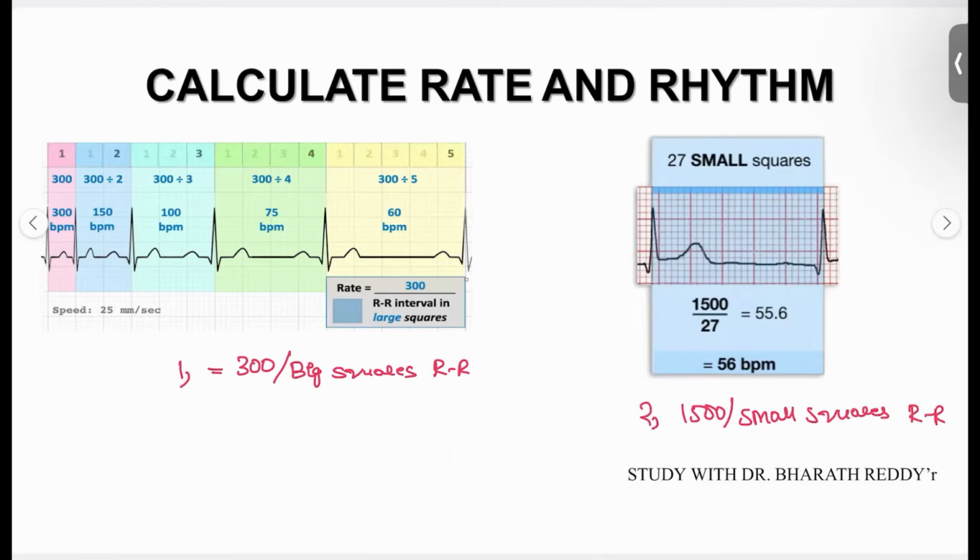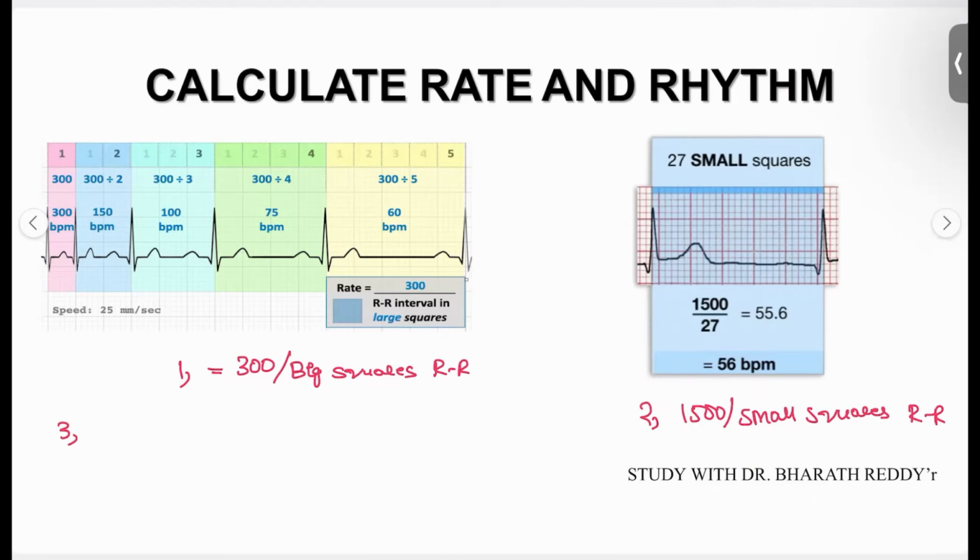And there are other methods also. This is for your regular heart rate. When there is a regular heart rate and all the interval segments are within the time limits, you can calculate by the 300 and the 1500 methods. What about irregular heart rate? For the irregular heart rate, we have other formulas.